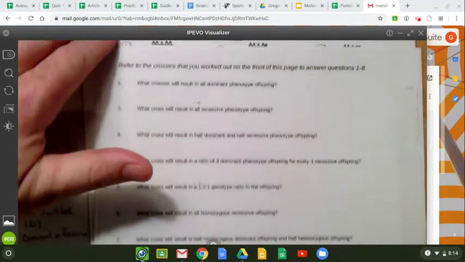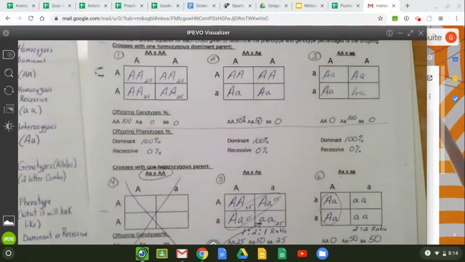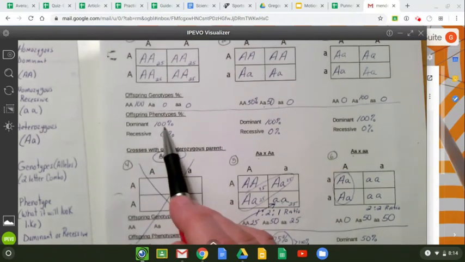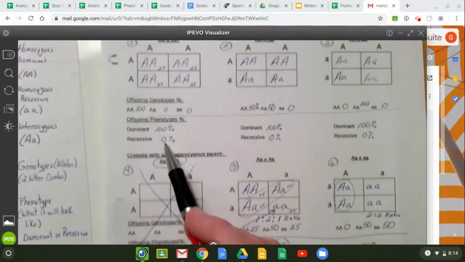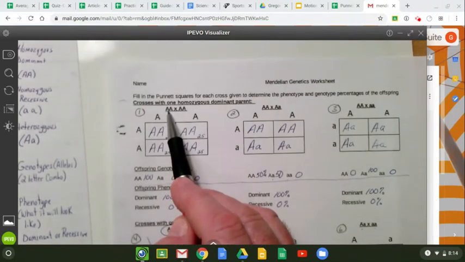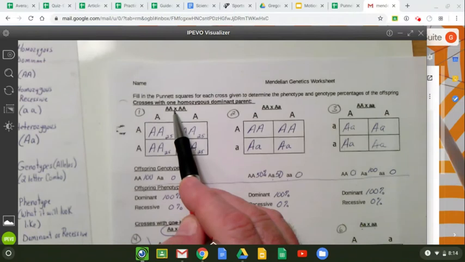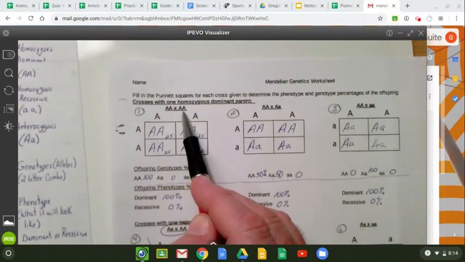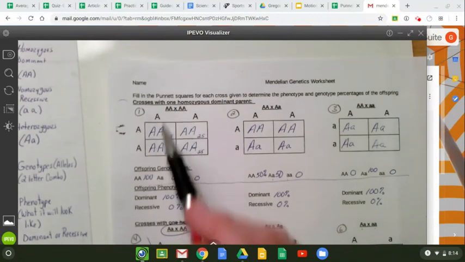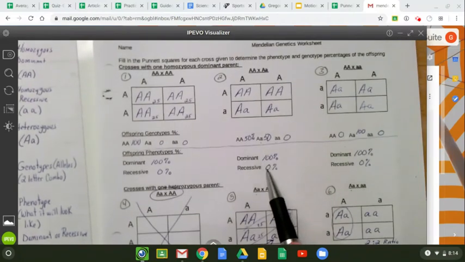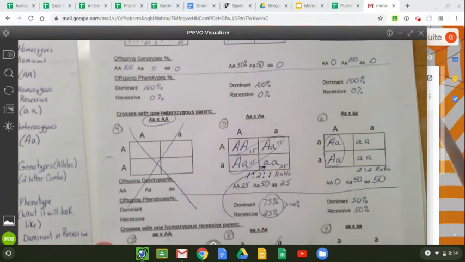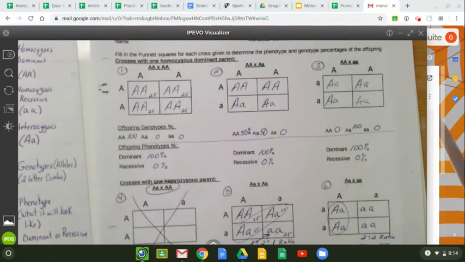Okay, well, let's go back to what we did. What crosses will result in an all dominant phenotype? Well, you go back to your dominant. All dominant, 100 to 0. So capital A times capital A. So homozygous dominant and a homozygous dominant parent. So this would be one answer to it. All right. So if you refer to the percentages, you'll be able to answer these questions.